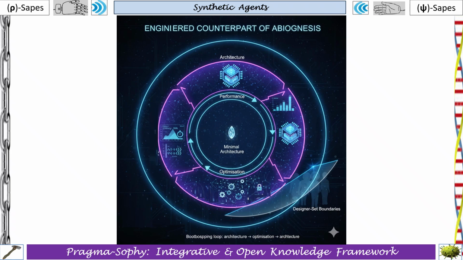At this point, we can articulate an engineered counterpart of abiogenesis. In synthetic systems, organization does not arise spontaneously. Minimal architectures are deliberately bootstrapped. Once performance can be measured and evaluated, optimization becomes possible. Learning converts experience into structure. The artifact begins to participate in its own environment, as shown in the figure.